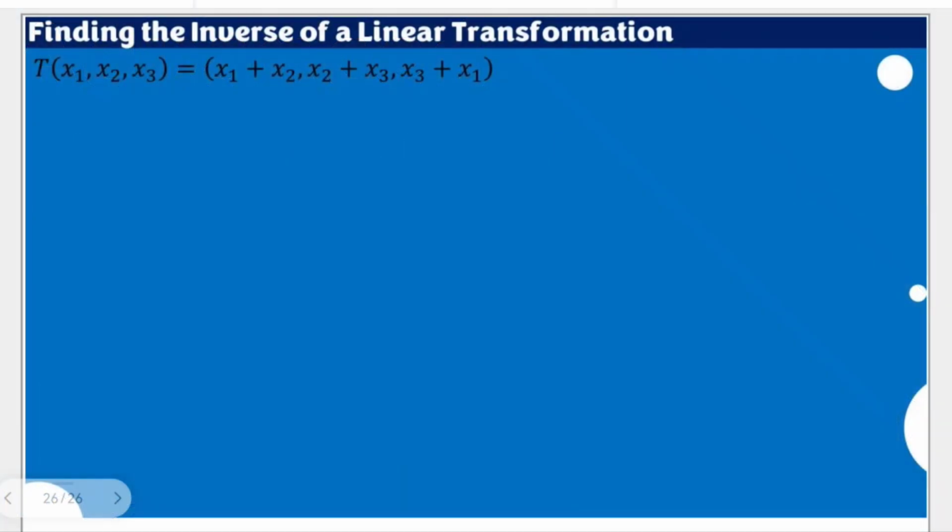For this linear transformation from R3 to R3, because we have three components here and three components here as well, we need to find the inverse of this linear transformation. The inverse here will use the following steps.